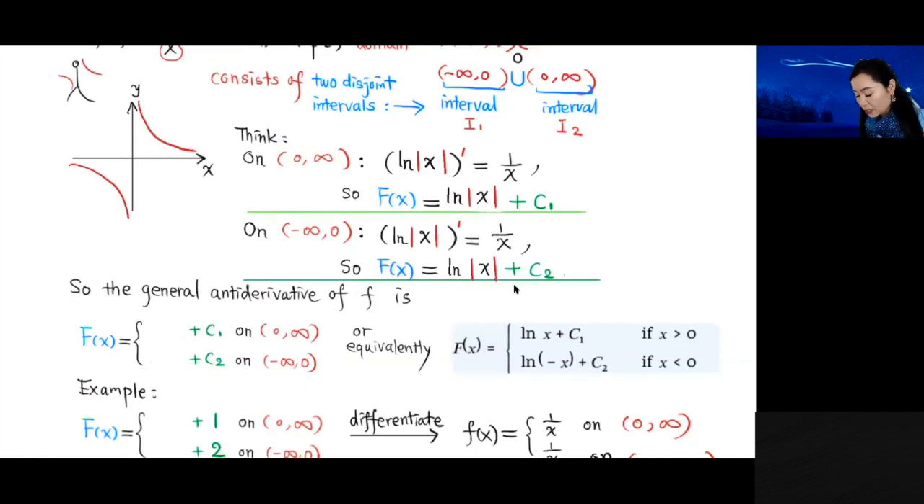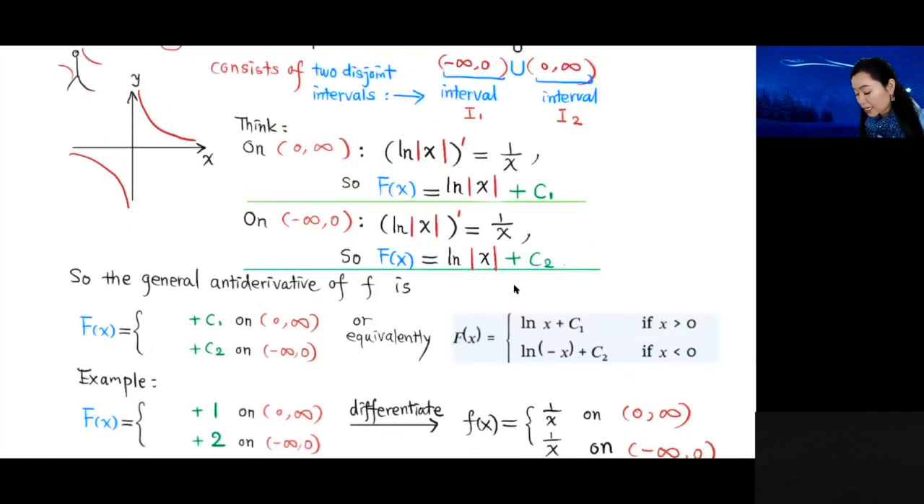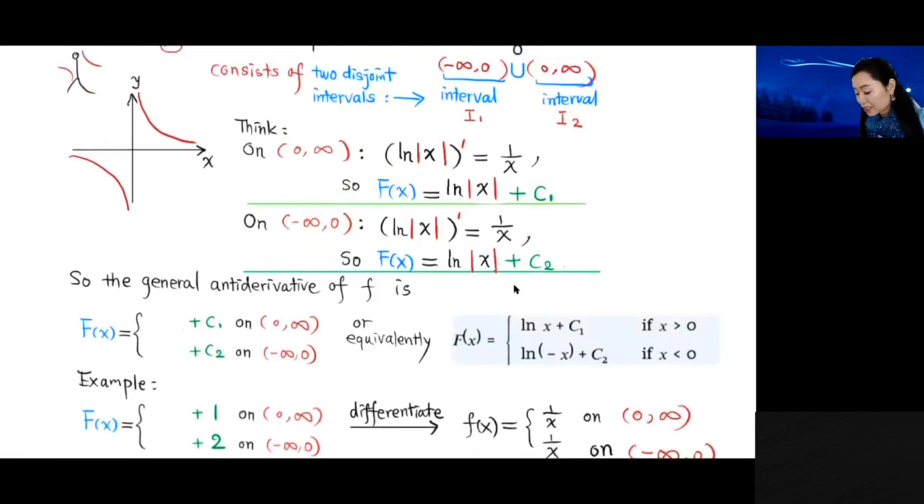Now, why do you want to put it like this? I put it like this, c1 and c2. That means they don't have to be the same number. So on this interval, you could be plus 1. On this interval, it could be plus 2. They don't have to be the same.